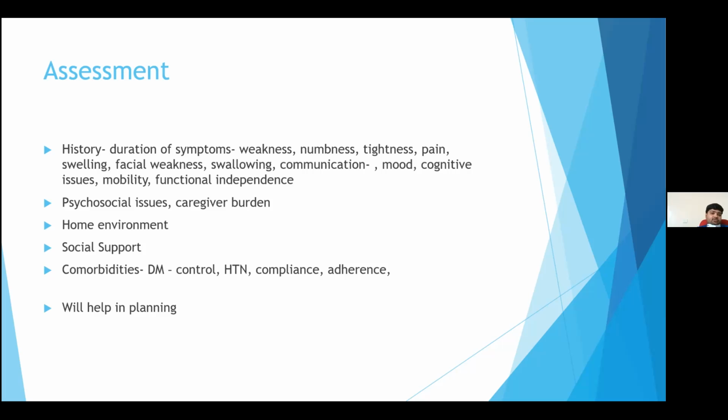And then the loss of an earning member, the caregiver has to double up. They have to leave their job, they have to take care of the patient at home, income is lost. So these issues you need to address.